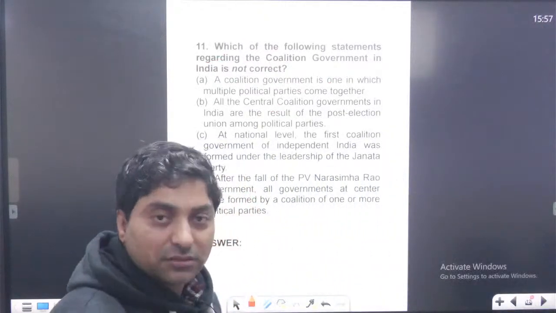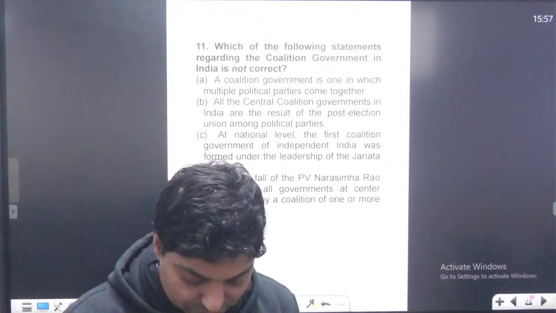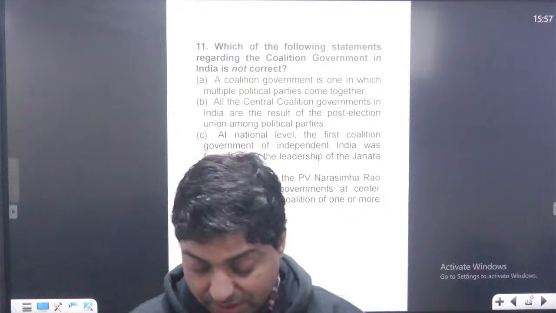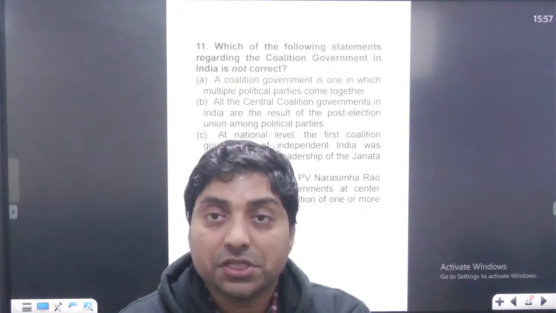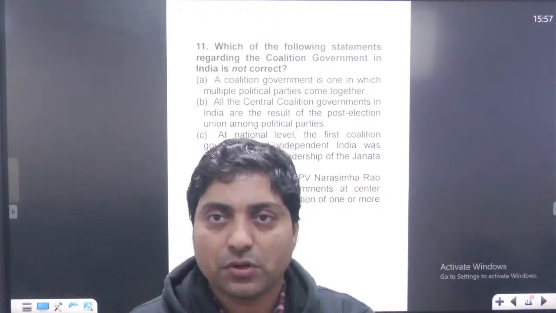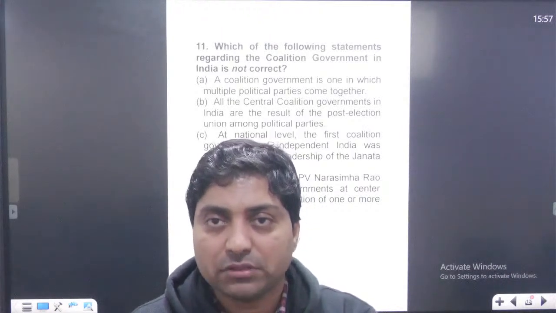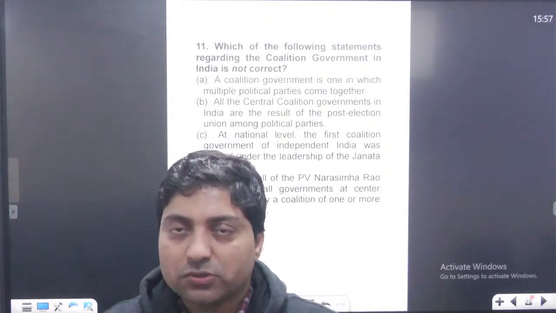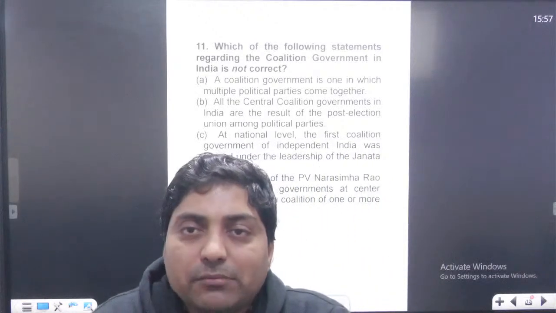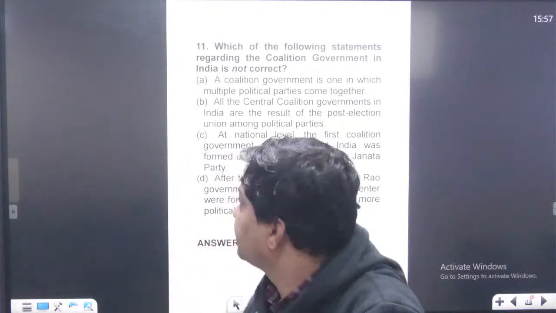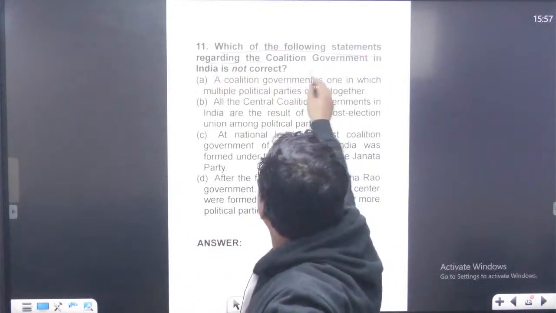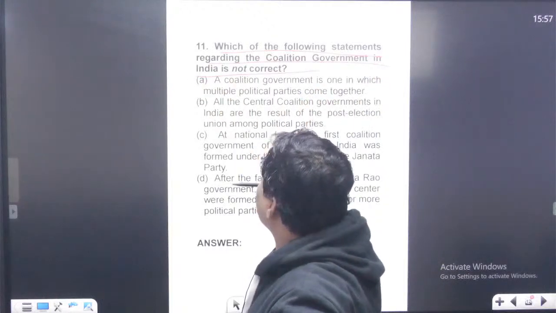Now look at this question. This question is based on coalition government. In the parliament, there have been coalition governments since 1990, or even before 90 we have a history of coalition government. Let's see this question about the coalition government. A coalition government is a government formed by more than one party. Which of the following statements regarding the coalition government of India is not correct?